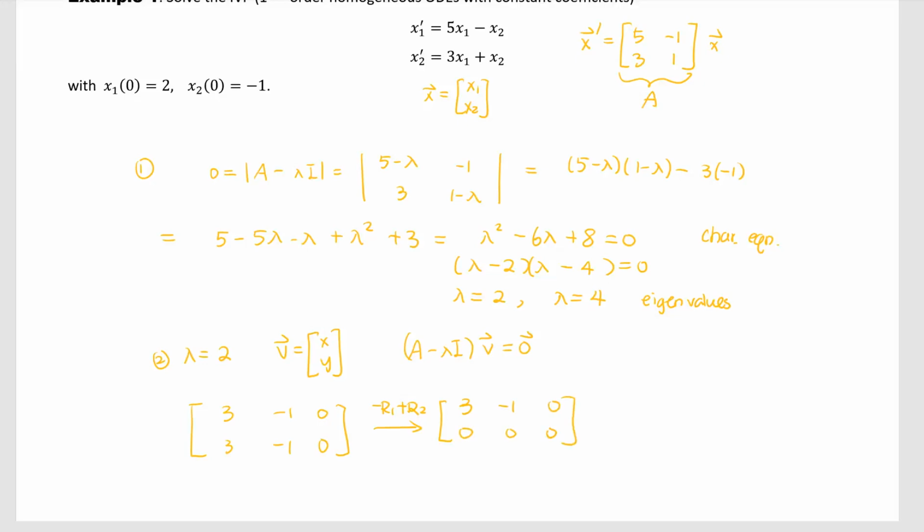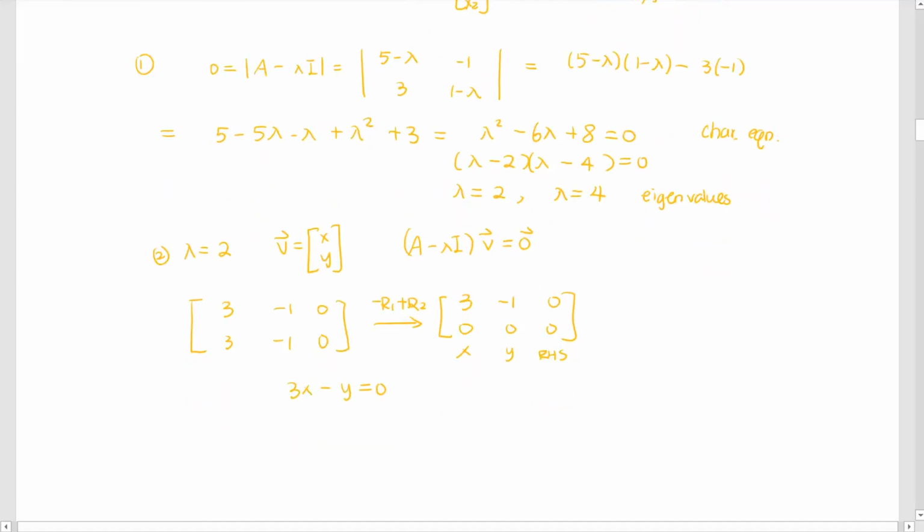So remember when you find the eigenvectors, when you solve the augmented coefficient matrix, you realize the last row is always 0. Okay? So if you don't get 0 in the last row, then there must be something wrong, and you should go back and check your work. So this is x, this is y, this is the right hand side. The first row tells us that 3x minus 1y, so 3x minus y is 0. Then what is x? Well, we move the y to the other side and divide by 3.